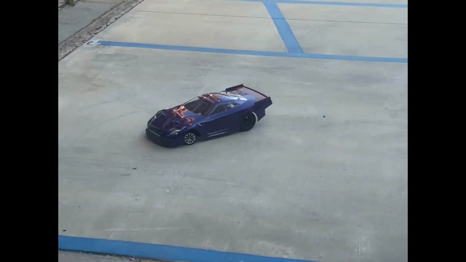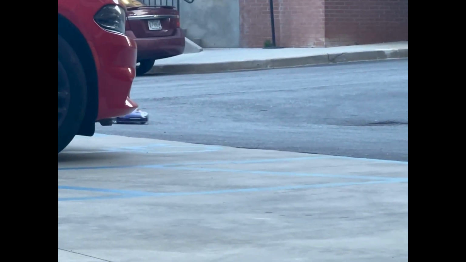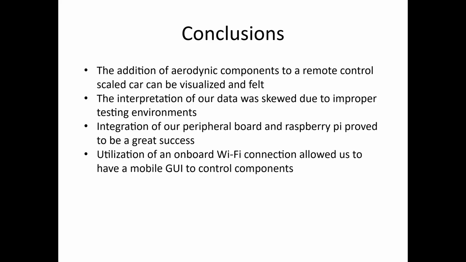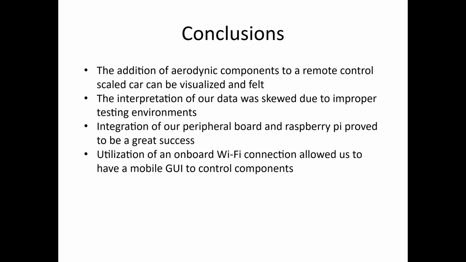The integration of a peripheral board and Raspberry Pi and software proved to be a great success, with quick, efficient actuation of the wing, and great decision making. And the utilization of the onboard Wi-Fi connection allowed us to have a mobile GUI to control all of our components wirelessly, and it also looks quite good.